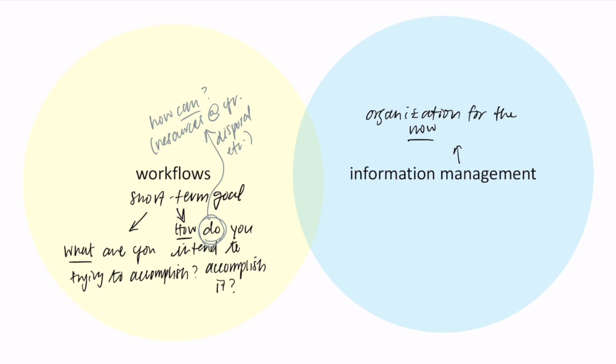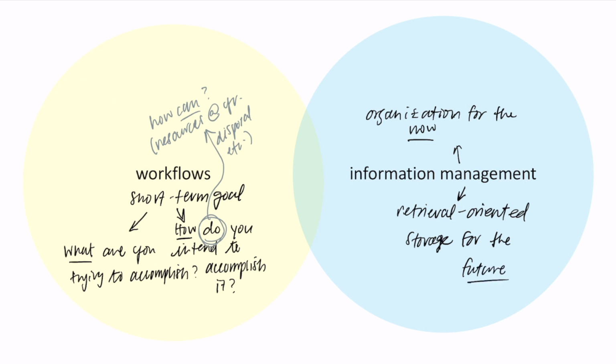The other is to think about retrieval-oriented storage for the future. So will you have to access this information in the future, and what's the best way to organize it right now such that you don't have to spend a lot of time in the future trying to find it?